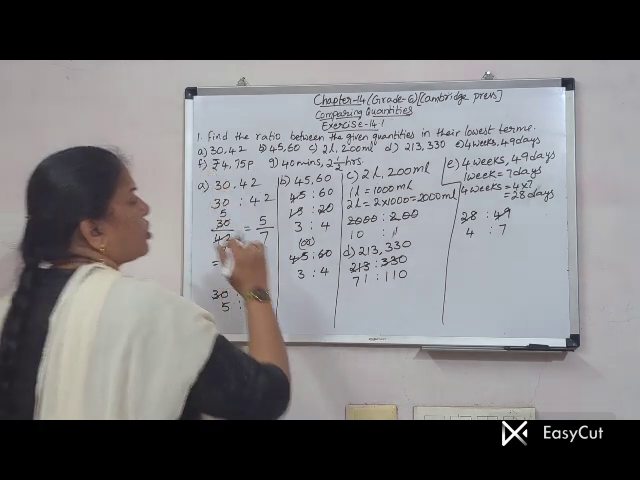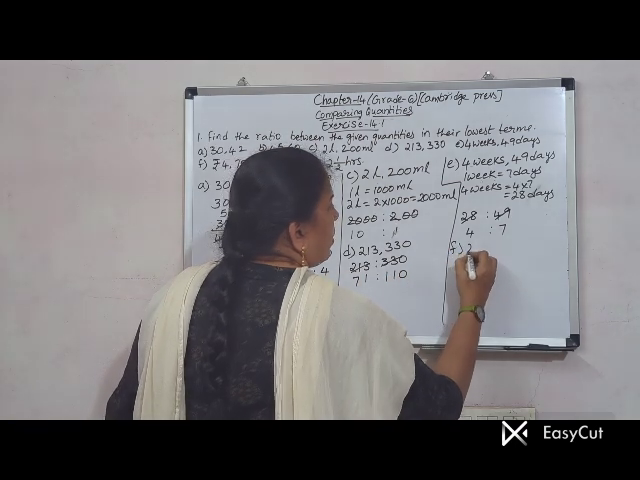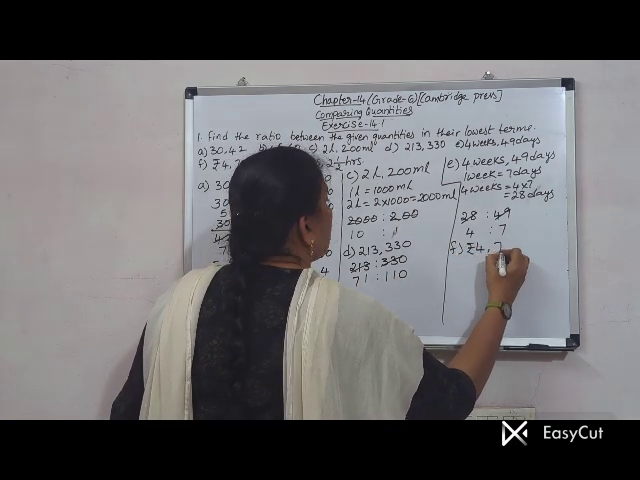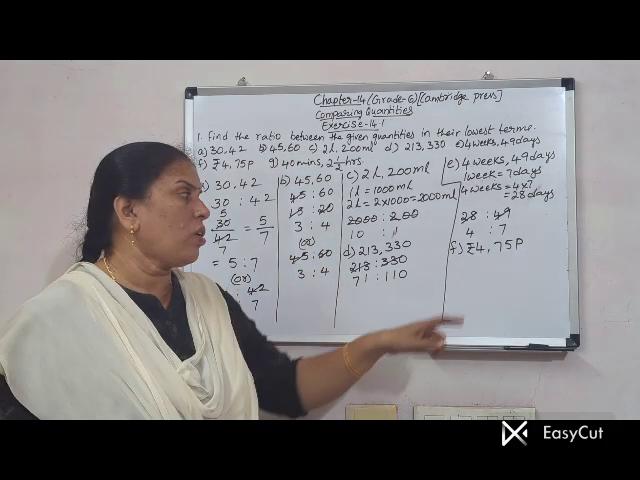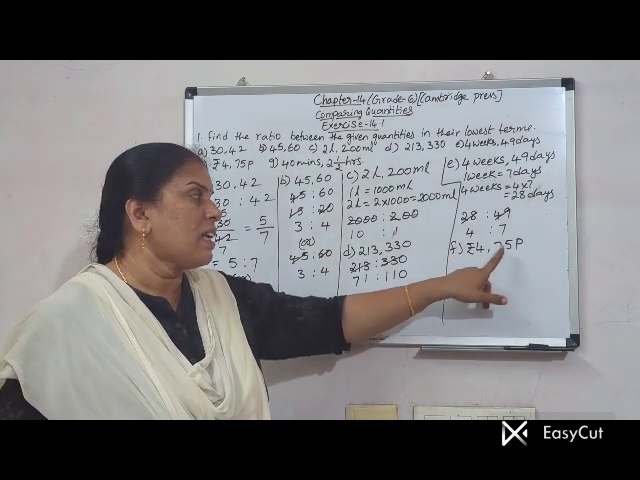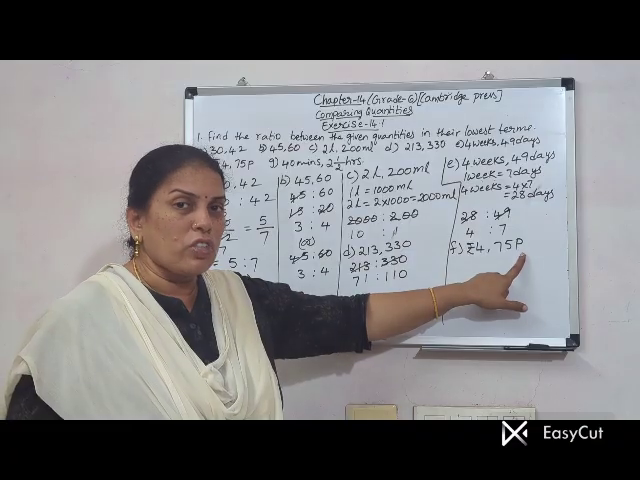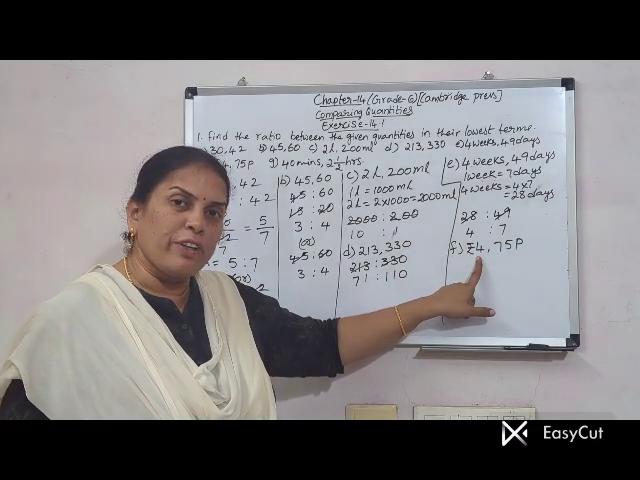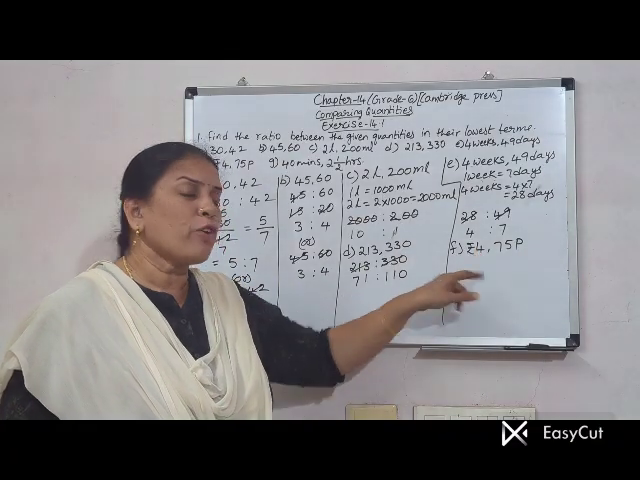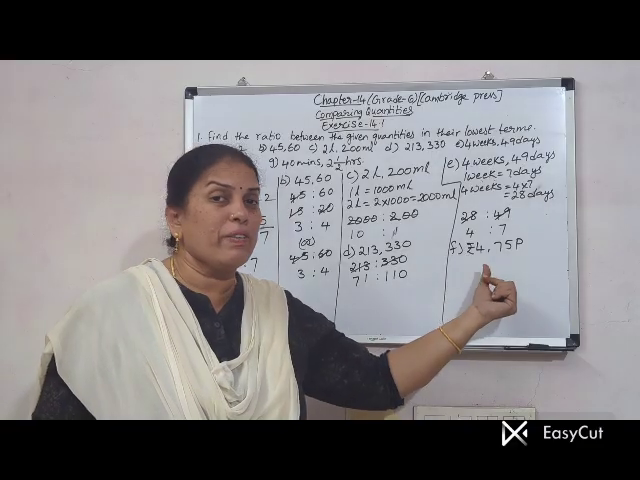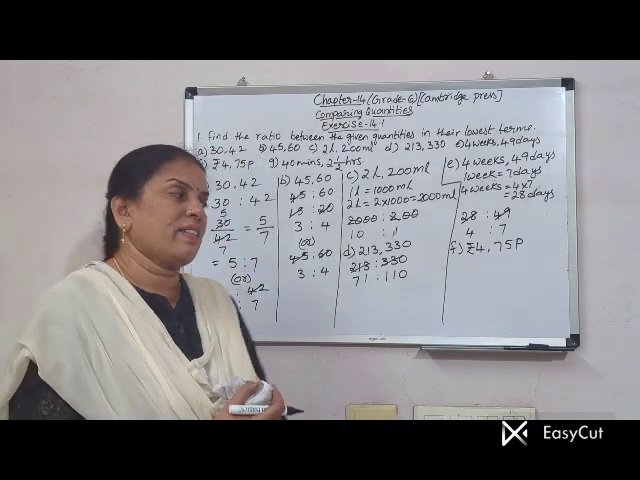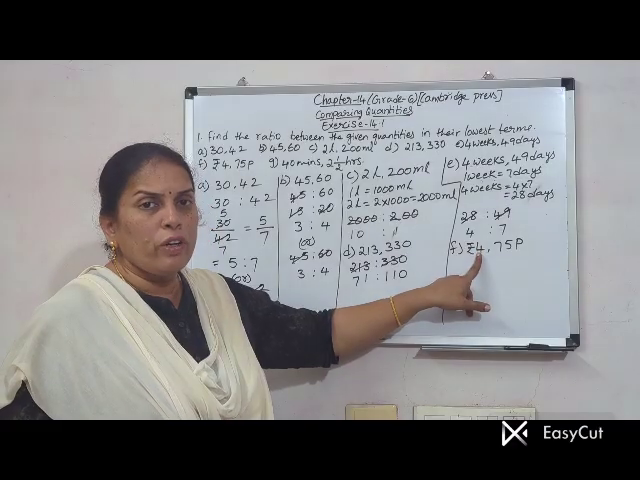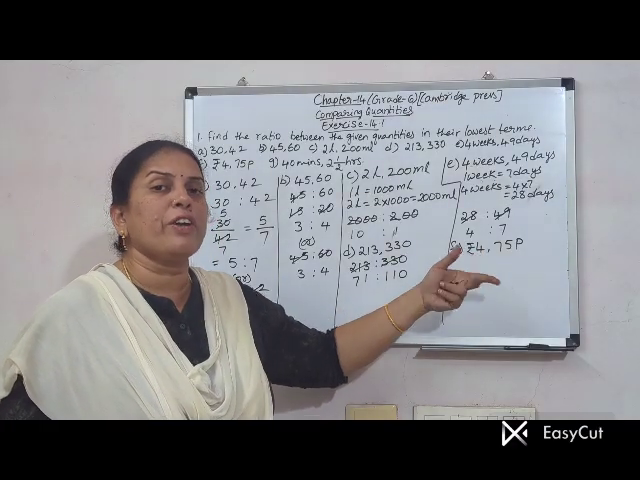Now what is question F? 4 rupees. The other one is 75 paise. See here, they have given one in rupees, the other in paise. So what should we do? Convert rupees into paise. What is the relation between rupee and paise? 1 rupee is equal to 100 paise. So in the place of rupees, you must write into 100.